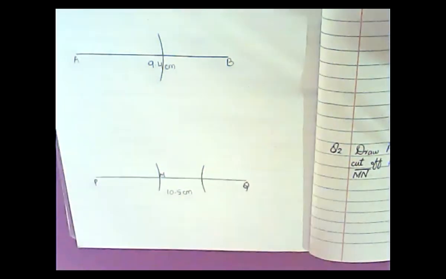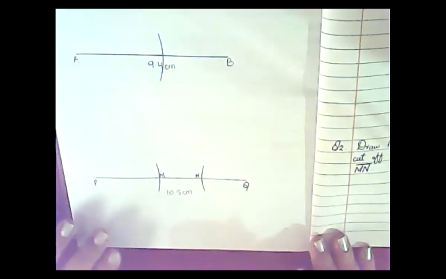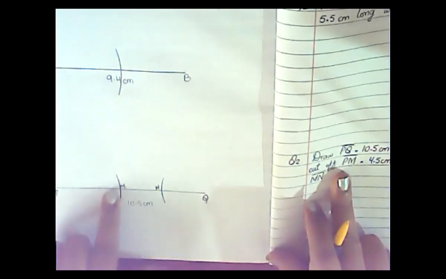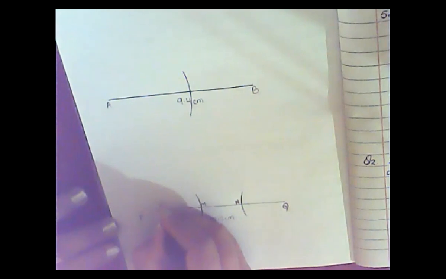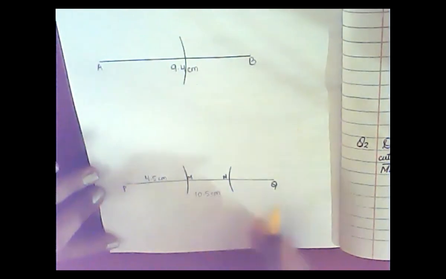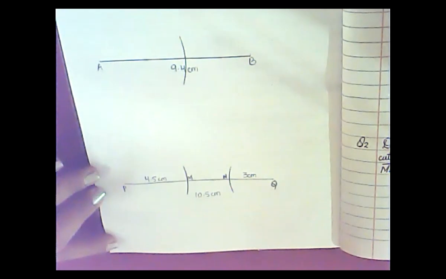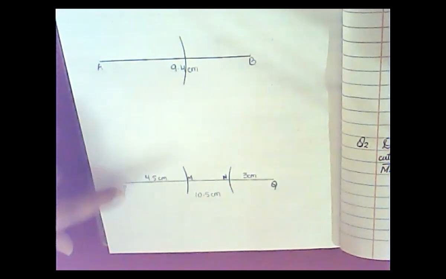So what is this? This is your point what? This is your point N. So from P to N, the distance is 4.5 centimeter. And then from Q to N is 3 centimeter. You have to write these two things compulsorily.